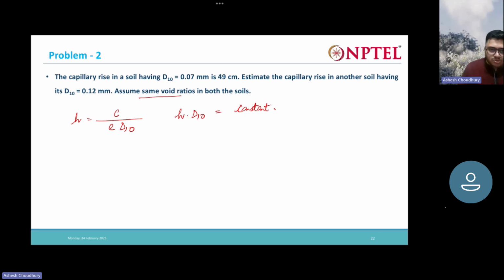So for the same type of soil and same void ratio, C by e is going to be a constant, which is nothing but h into D10. So we can have 49 into 0.07 is equal to h times 0.12. From here I can get h.